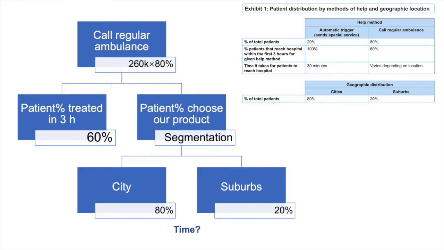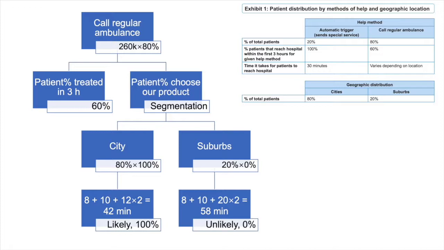Yeah. My way to calculate the total time is to first sum the 8 minutes and 10 minutes because they're already there. And then add the commute, which for the city is 12 minutes one way, so 12 multiplied by 2, and then add them together. It is 42 minutes. For the suburb patients, most parts are the same except that it's 20 minutes one way. So after a quick calculation, it's 58 minutes.